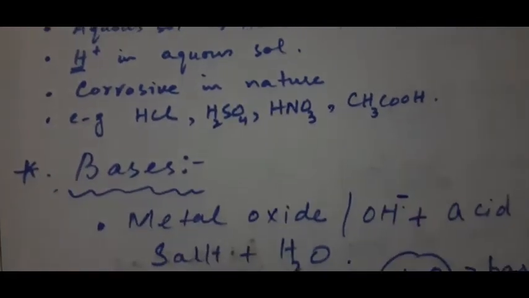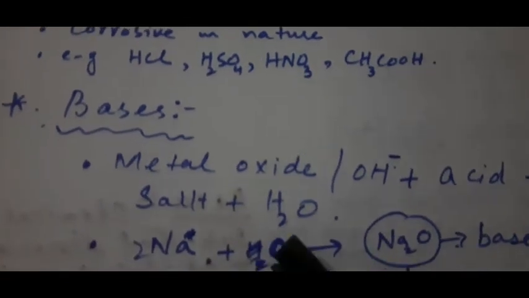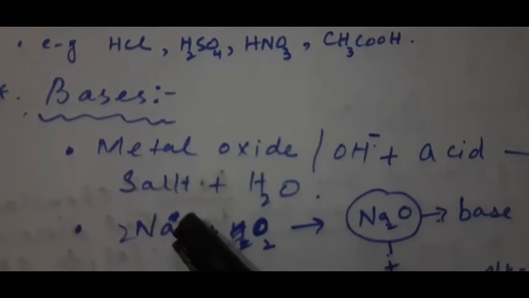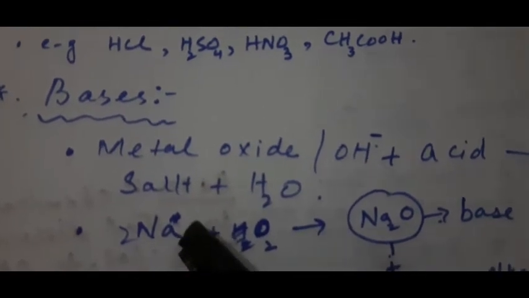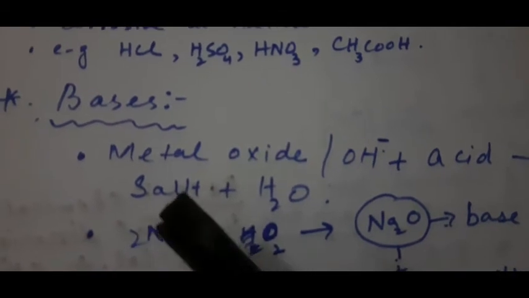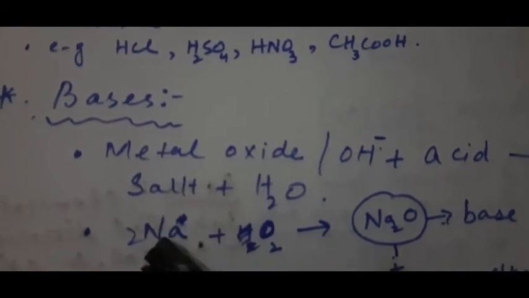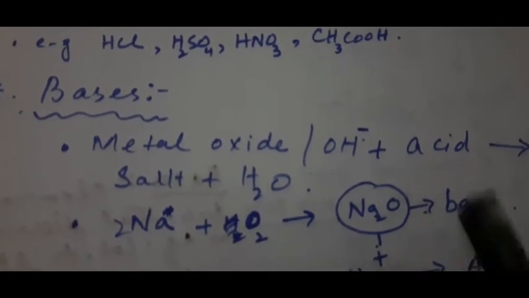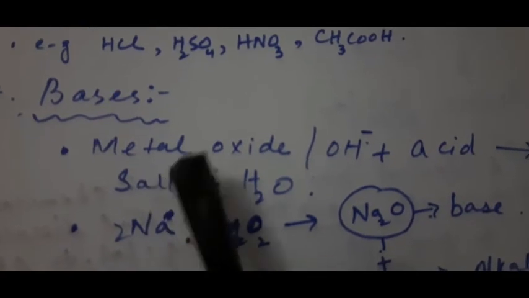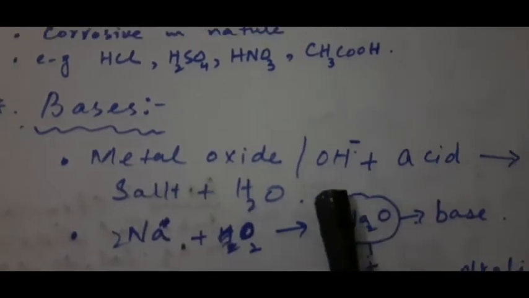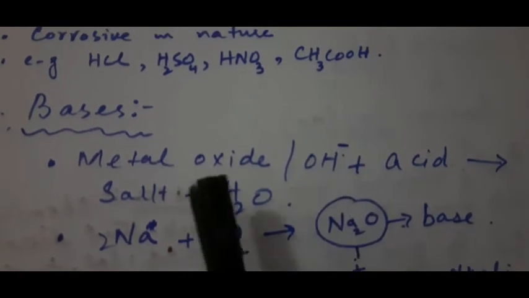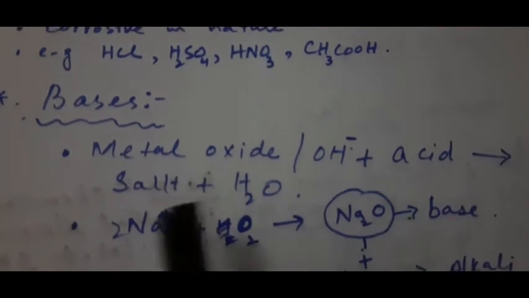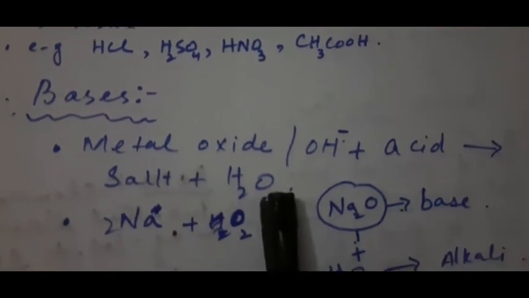Now moving toward the bases, what are bases actually? Bases are actually metal oxides, right? For example, you have learned about the periodic table in grade 9. Here we have the alkali metals and alkaline earth metals. When they react with oxygen, they form metal oxides. So they are bases. On the other hand, we can say that those substances which give OH ions are known as bases. And when these bases react with acid, they form salt and water.